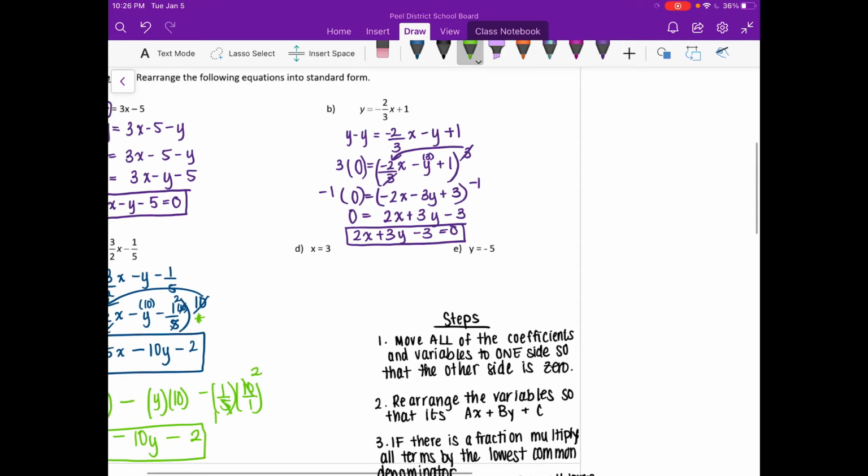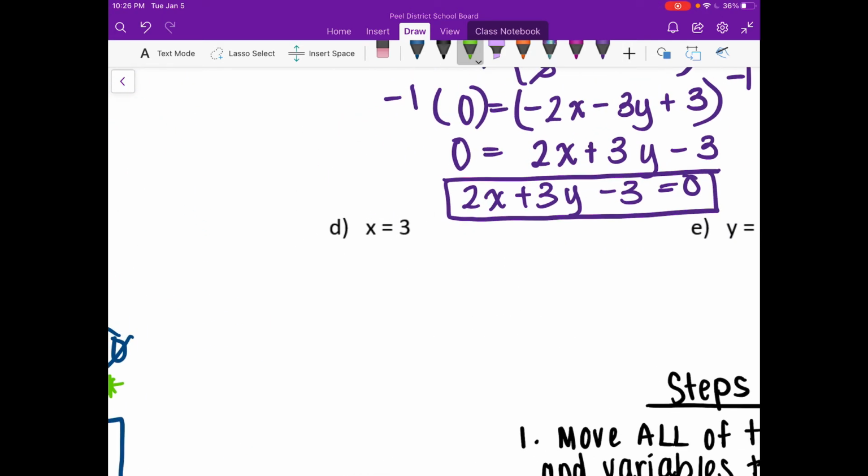Okay? All right, so if we go over to x equals 3, we know that we just need to move everything over to the other side. So I'm just going to change it back to the blue pen. It makes more sense to move the 3. So x minus 3 equals 3 minus 3. So x minus 3 equals 0. That's my answer right there.